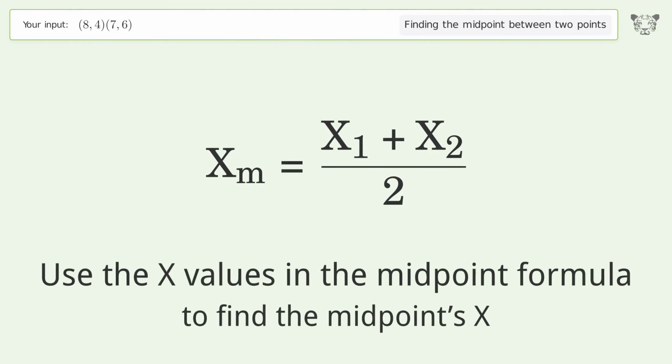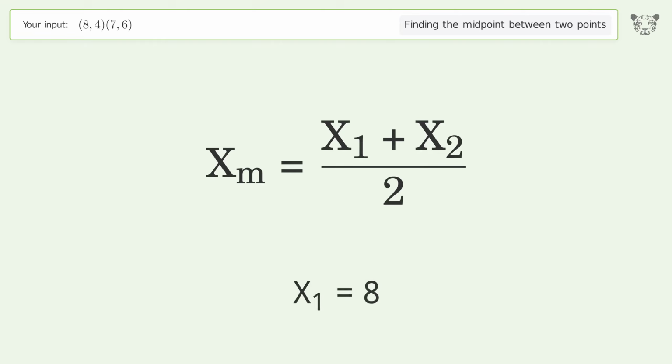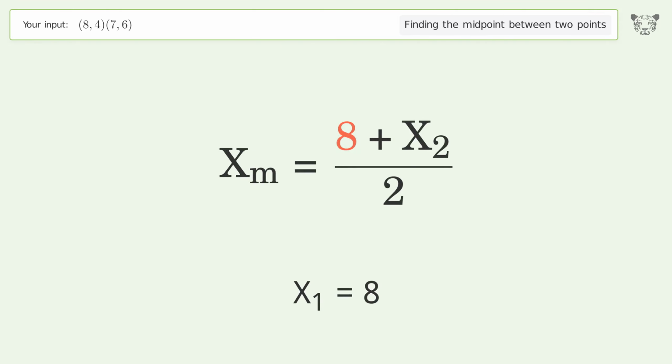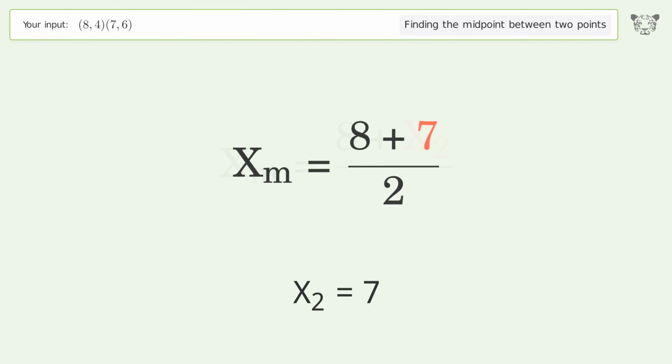Use the x values in the midpoint formula to find the midpoint's x. x1 equals 8. x2 equals 7. Simplify the arithmetic.